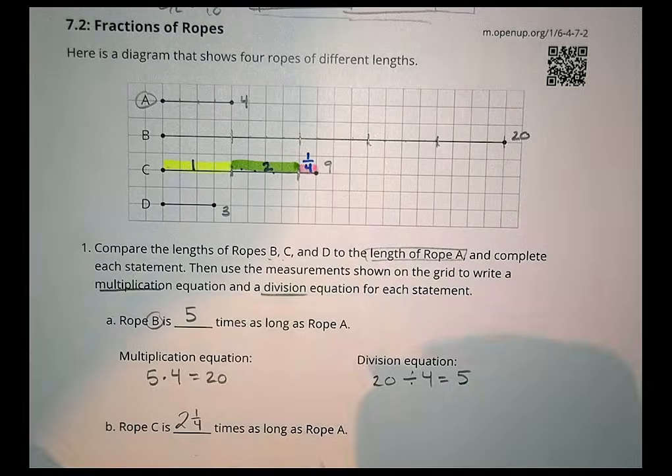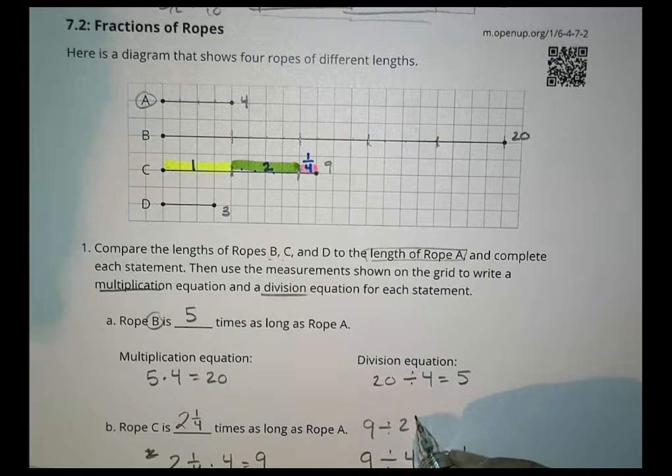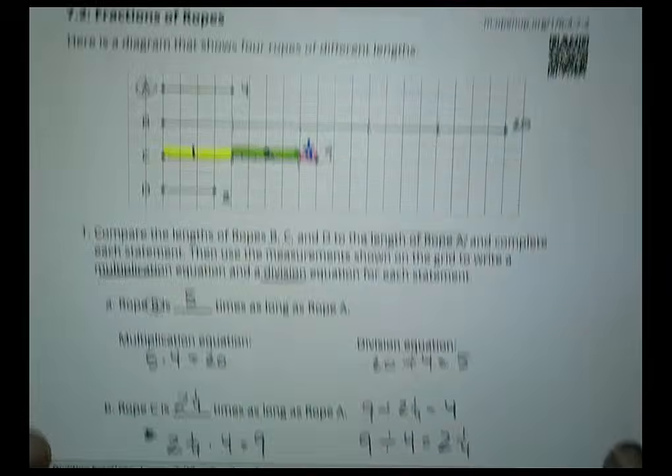For a multiplication problem, how are we going to do this? We could do 2 1/4 times 4 equals 9. That's our total length there. Or we could take our 9 and divide it into 4 segments, and that's going to equal 2 1/4. Or we could also say that 9 divided by 2 1/4 equals 4. Either one would work out fine for that one there.